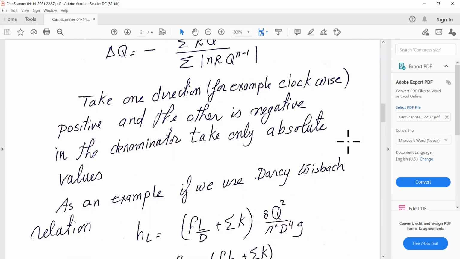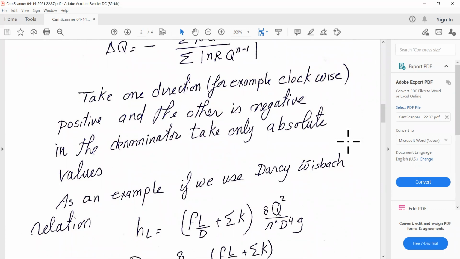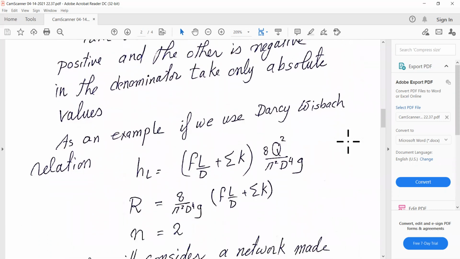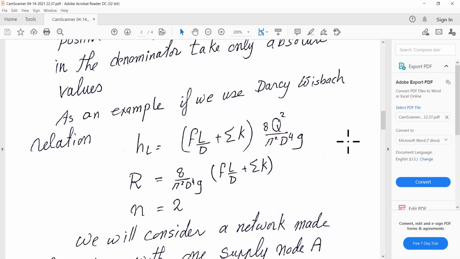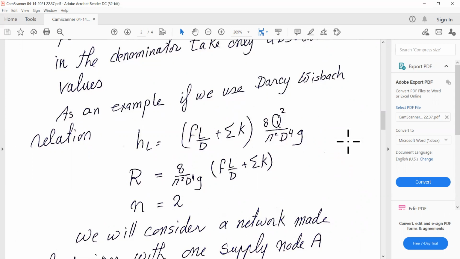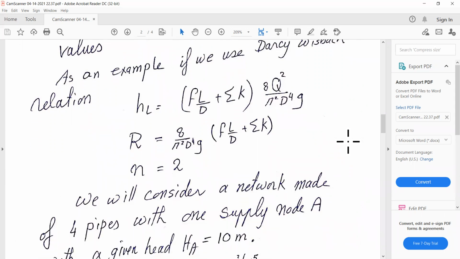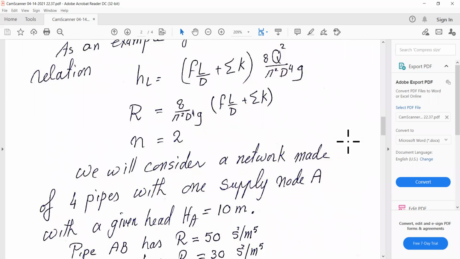As an example, if we use the Darcy-Weisbach relation with H L equals f L over D plus sigma K for minor losses, multiplied by V squared over 2g, and consider V to be Q divided by the area, you can get R like this and N equals 2. From the information about the length, friction coefficient, and diameter, you can get the value of R in your relation H losses equals R multiplied by Q to the power N.